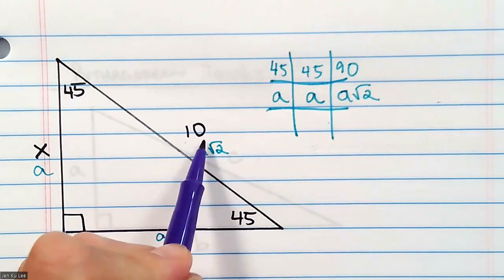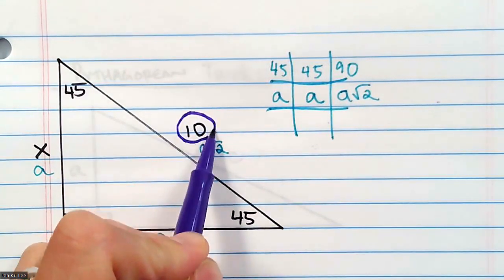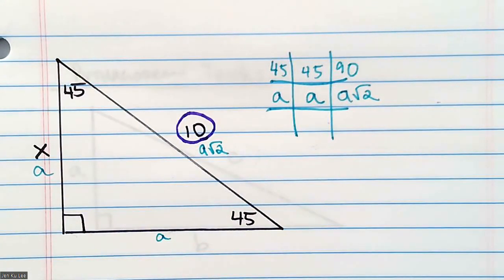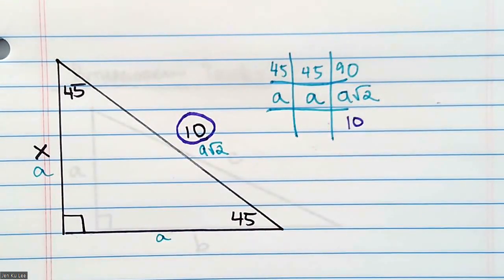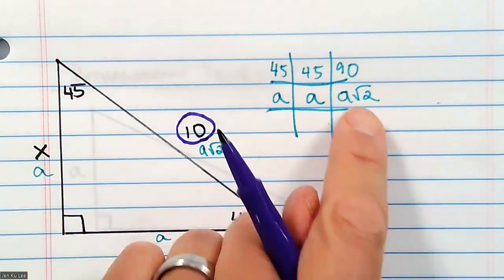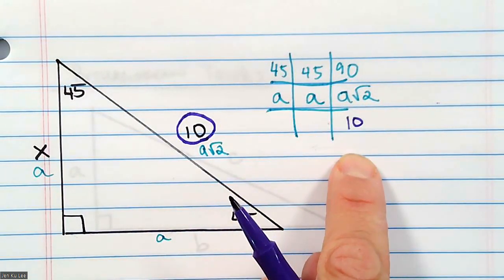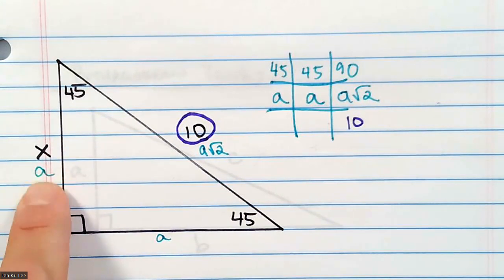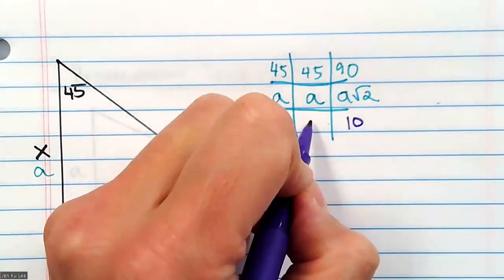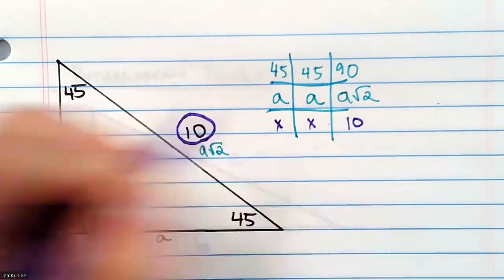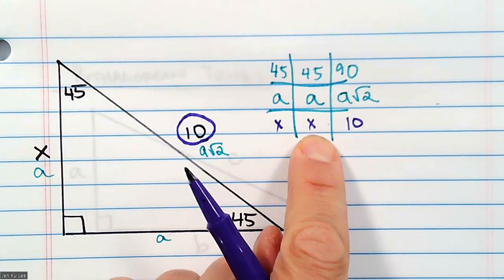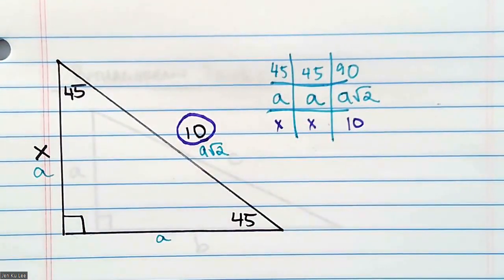So now I'm given that this side is 10, correct? So if that is 10, I'm going to put it here. Now I know that a square root of 2 equals 10. And one of my a values is x, so I'm just going to put that x here. And honestly, this is also x, because if a is x, then a is x, right?